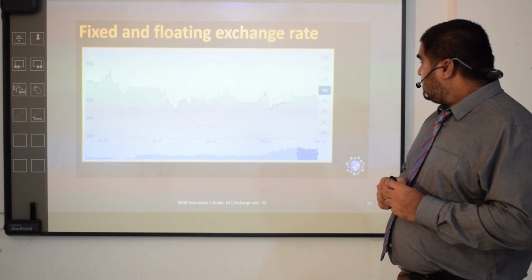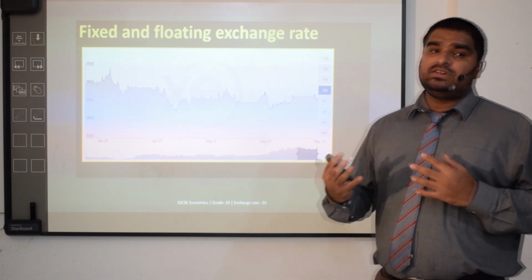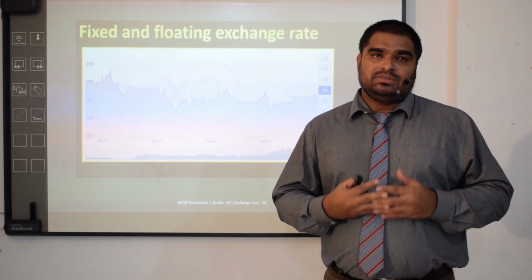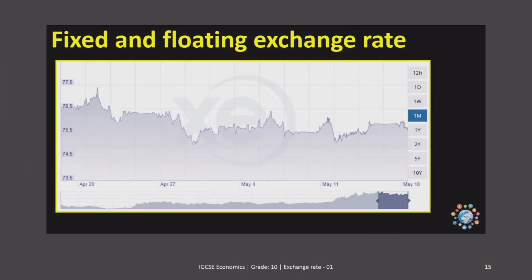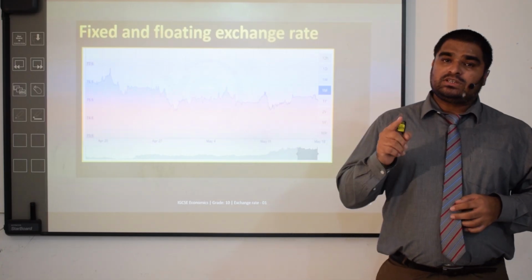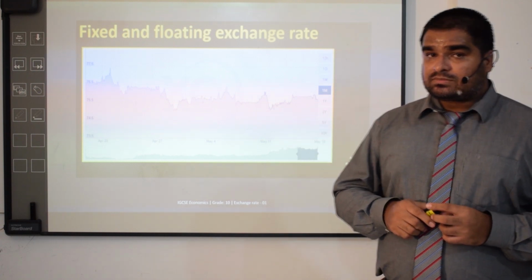When I compared the relationship between US dollar and Indian rupees, this is what I came up with. There are a lot of fluctuations between April and May. So this cannot be a fixed exchange rate. So this is known as a floating exchange rate. So US dollar and India is having a floating exchange rate system.